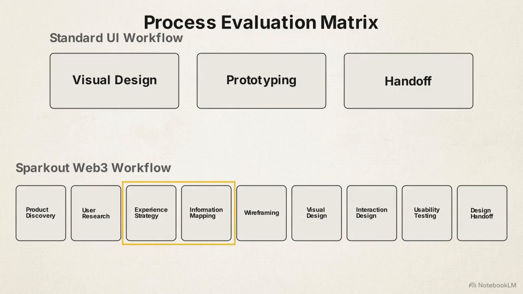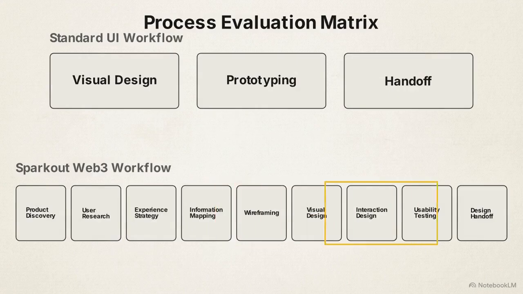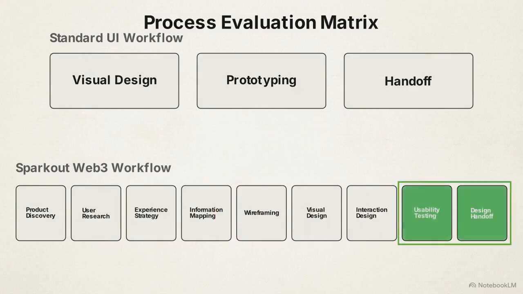Experience strategy and information mapping translate smart contract requirements into usable interfaces. Experience strategy is mandatory because it dictates how dense financial data, like yield percentages and liquidity pools, is structured so users can make informed decisions. Moving to the end of the timeline, rigorous usability testing and technical handoff ensure the coded front-end aligns with blockchain security constraints before going live.